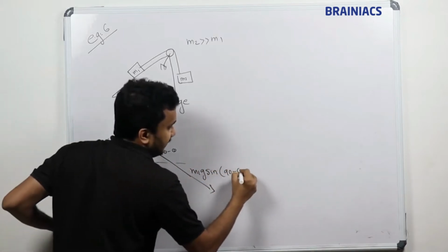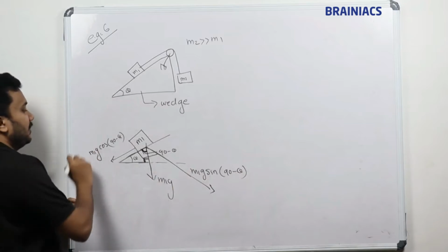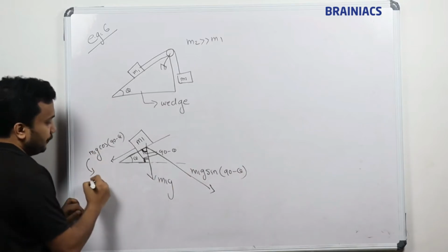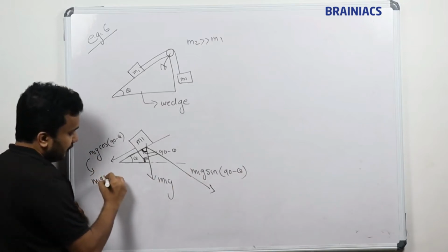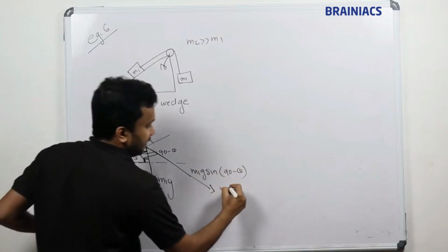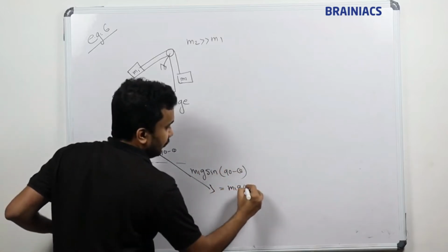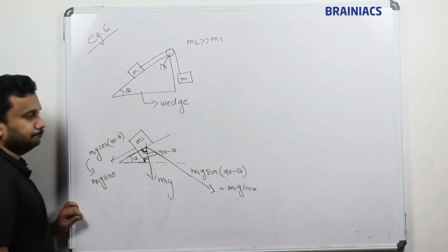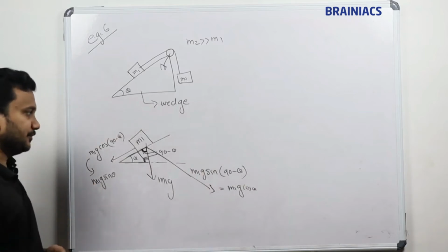90 minus theta. So what is cos of 90 minus theta? Cos of 90 minus theta is m1g into sine theta. What is sine of 90 minus theta? m1g into cos theta. Okay, hope you got the explanation for this one.